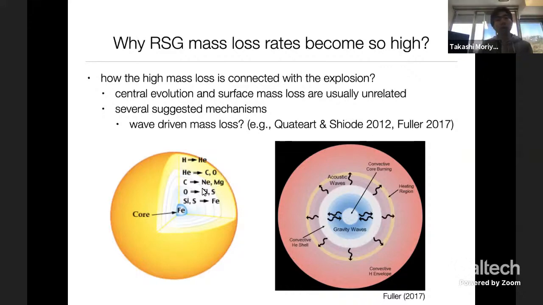actually now there are many pieces of evidence that somehow this core collapse is triggering the mass loss at the surface of the star. The exact mechanism we don't know exactly yet, and that needs to be investigated more.